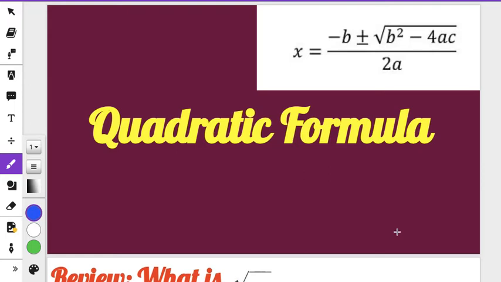Hello everyone, welcome back. In this video, we are going to introduce the quadratic formula, which is a new way to solve quadratic equations. The reason we introduce that is because today you will see some examples which cannot be solved by the methods we introduced before. In this formula, we are going to look at a new symbol, which is called the square root.